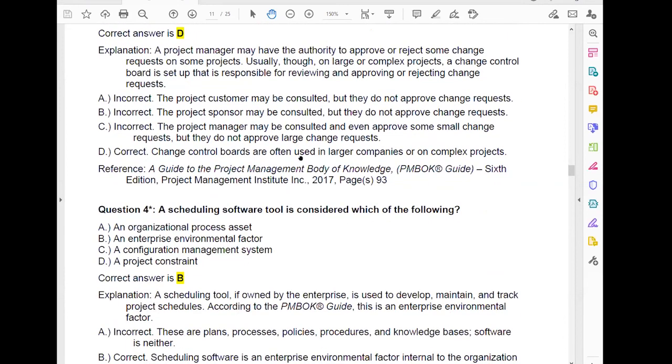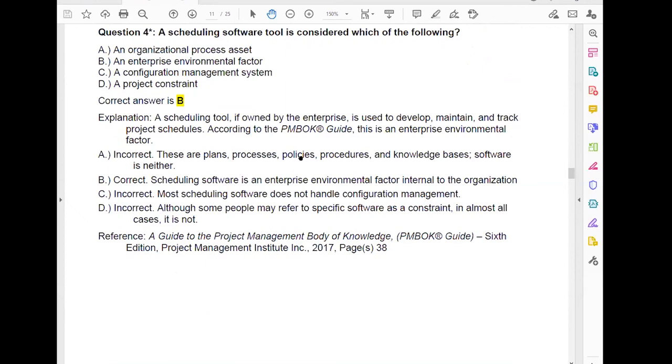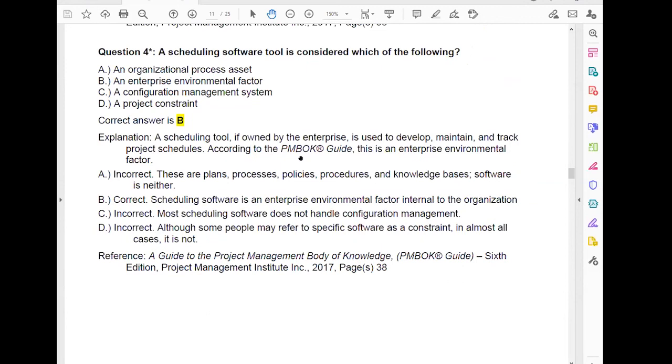Okay. So number 4, the answer is letter B. EEF. So you have to study because enterprise environmental factor is also solely described in the PMBOK guide. So there's a solid topic for EEF and the OPAs. So you have to read that one also.